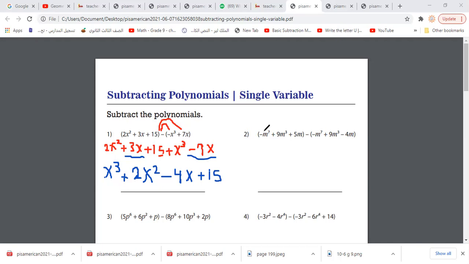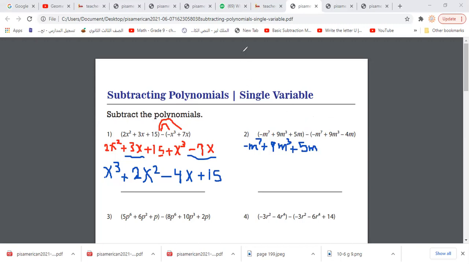One more question, negative m squared. We will drop down the first one the same, negative m to the power of 7 plus 9m to the power of 3 plus 5m. Anyone can help me for the second part?